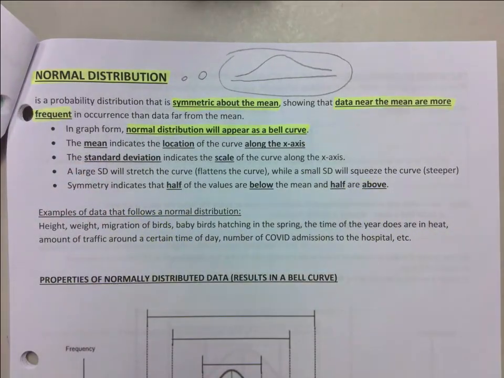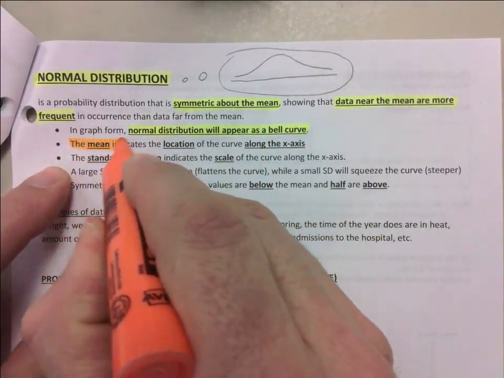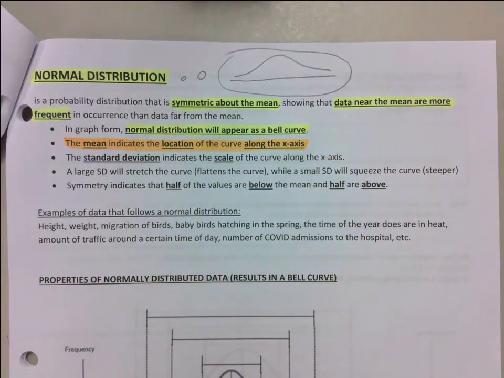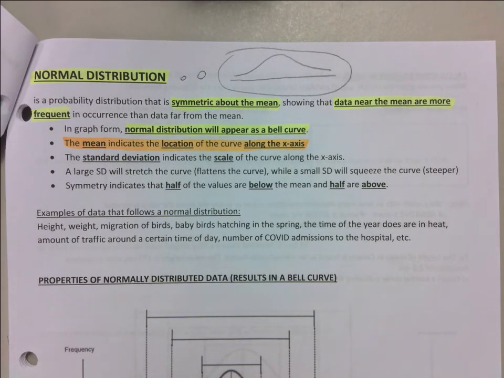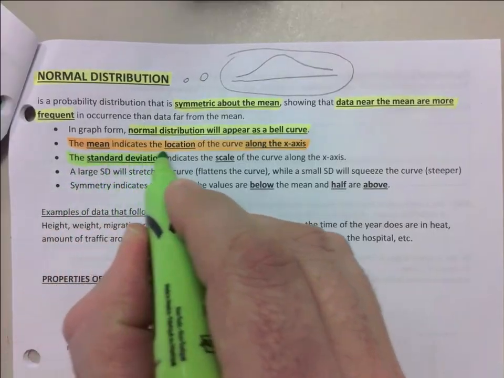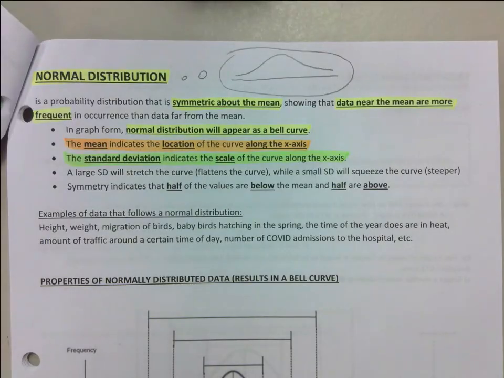And I'm going to use a different color for this part. This is important, this concept right here. The mean indicates the location of the curve along the x-axis. That's one color. And then another color for the one that follows right after. The standard deviation indicates the scale of the curve along the x-axis.